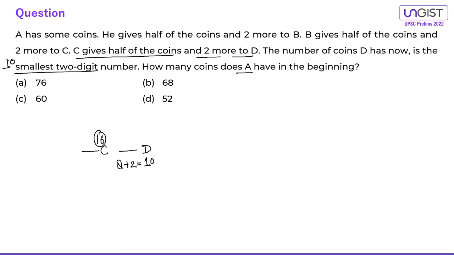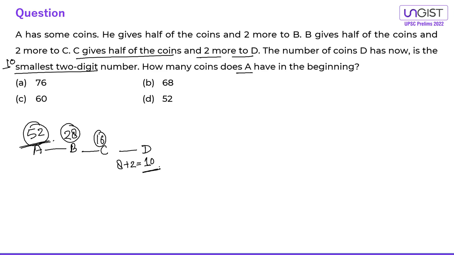Similarly, B gives half of the coins and 2 more. It means B has 16 minus 2, which is 14, and double of 14 is 28. So B has 28 coins. Then 28 minus 2 is 26, and double of 26 is 52. So A has 52 coins to start with. In the beginning, A has 52 coins.